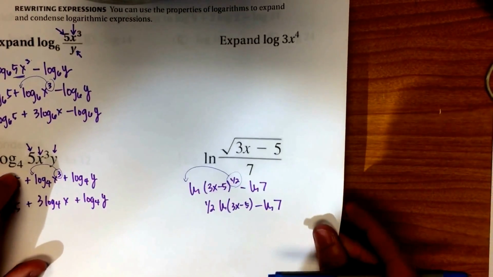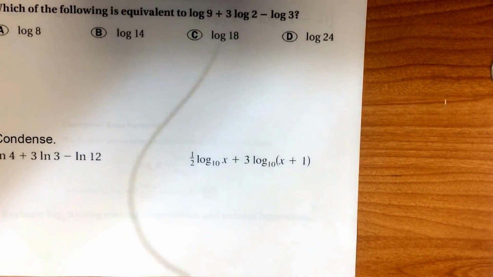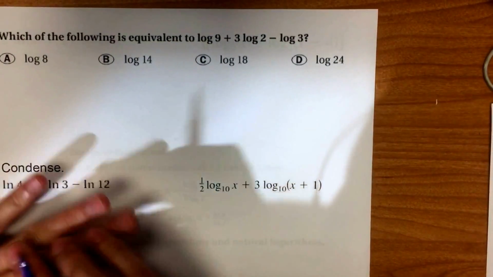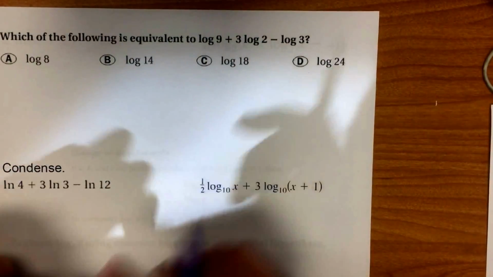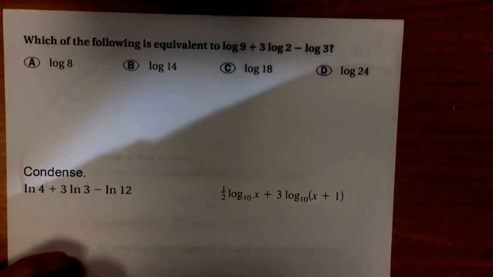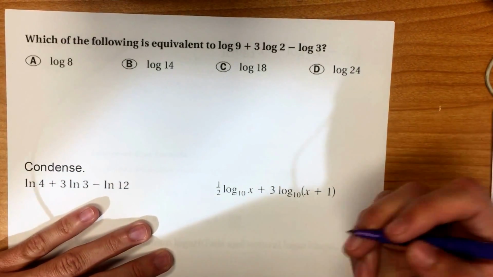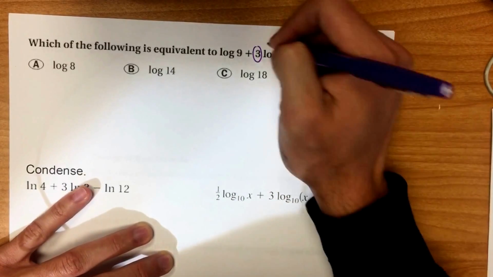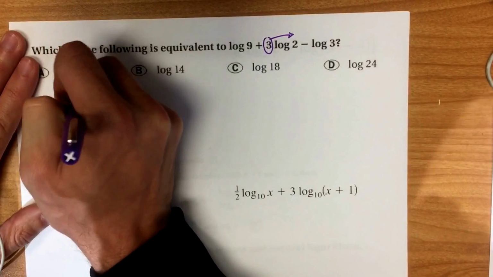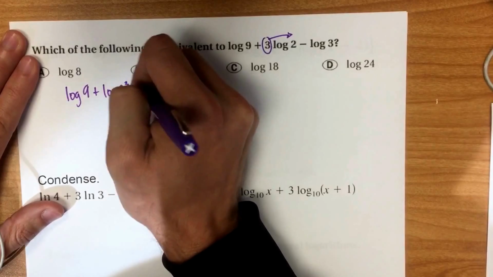All right, so the rest of this, we're going to get into some problems where we're going to condense. So we're going to take terms that are split apart and we're going to mush them back together. So let's start with a numerical example. We're going to work this problem exactly in reverse of what we just did. The last thing we did when we were expanding was worry about our powers. So the first thing we're going to do is worry about our powers when we condense. Anytime I see a coefficient, it's going to go back up and become a power. So what I'm going to have as the first step is log 9 plus log 2 cubed minus log 3.